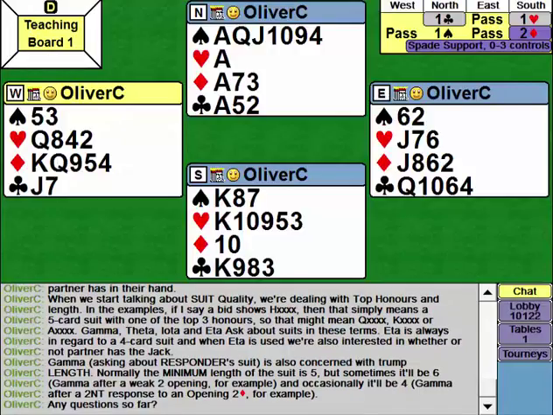Okay, so here, for example, that two diamond response showing spade support and 0-3 controls. At this stage, as far as North is concerned, it could be three to the king, it could be four small. In fact, it could be five to the king. Because if South has 0-3 controls, they will always be responding two diamonds if they've got spade support, no matter how good it is.